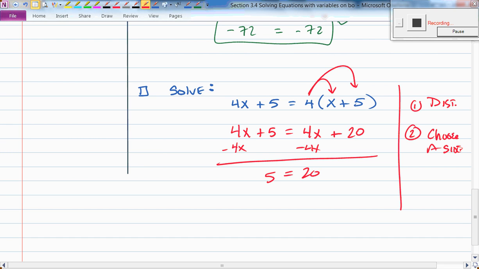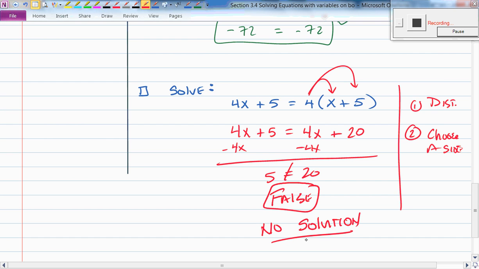Sweet. Okay, when was the last time 5 was equal to 20? Never. Wouldn't that be sweet if it was, though? If you had a $5 bill, you really had a $20 bill? Wouldn't that be rad? It just doesn't work that way. So, unfortunately, is this a true or a false statement? This is false, as we know, because 5 definitely does not equal 20. If you get a false statement, that means there is no solution. Right? We do not have an identity there. We get no solution for that one.